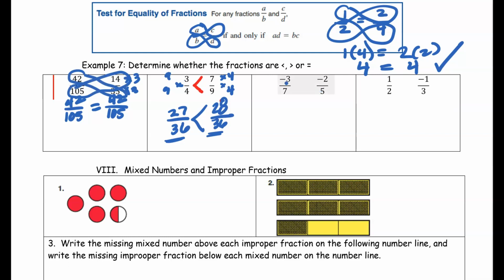And then with this one, I'm going to get common denominators too. So I'm going to multiply that by 7. And then I get negative 15 on the top, 35 on the bottom. And then now you have to ask yourself which number is bigger, negative 14 or negative 15. Negative 14, it's closer to 0. Negative 15 is more negative. And then this last one, we've got a negative and a positive, so I know that the positive is going to be greater than the negative without even getting a common denominator.